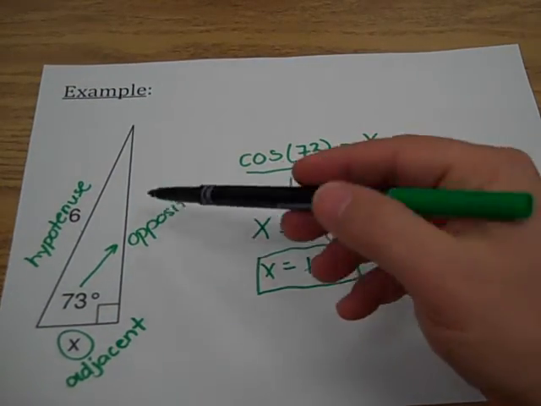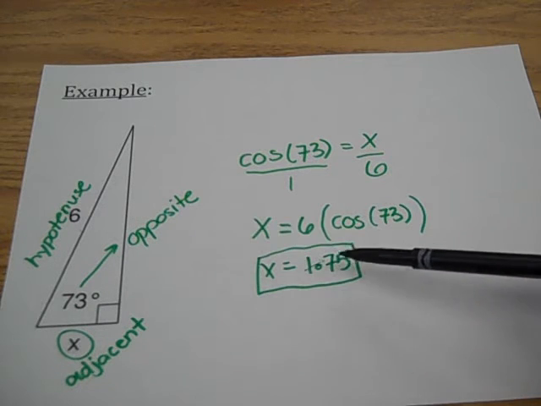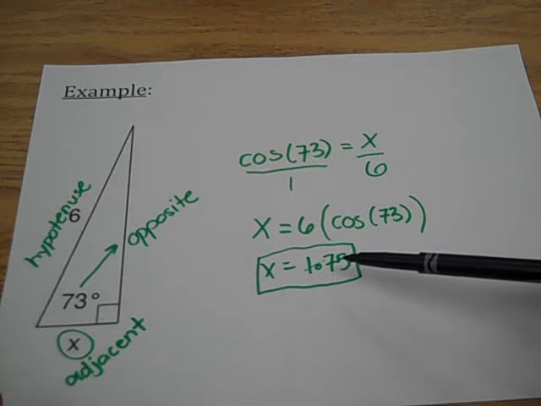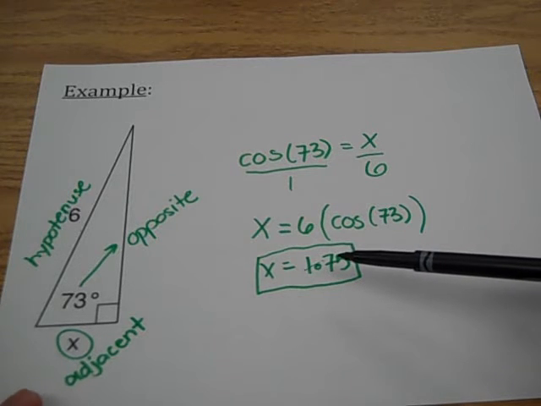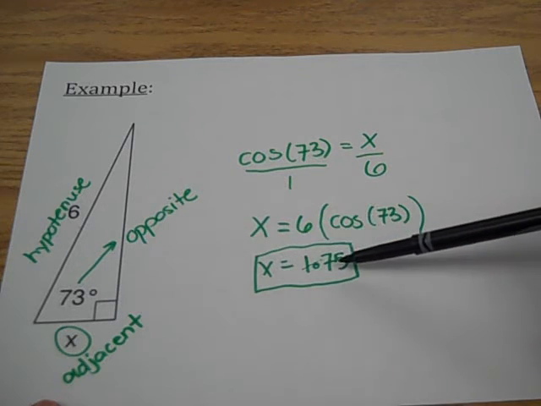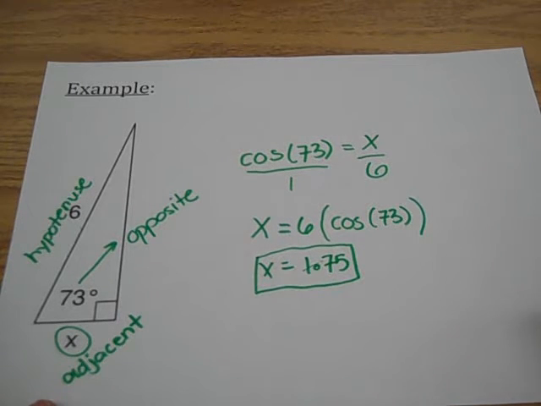And that should make sense because the hypotenuse is 6. 1.75 is smaller than 6, which it should be because the hypotenuse is the longest side in a right triangle. And you can see that this side is the shortest side in this right triangle. So 1.75 seems like an appropriate answer.